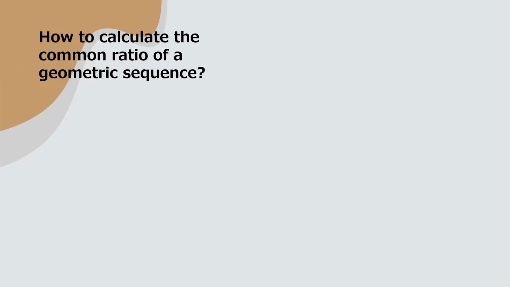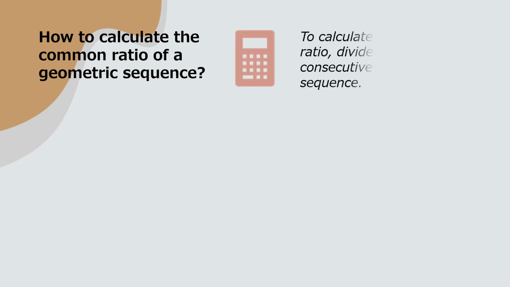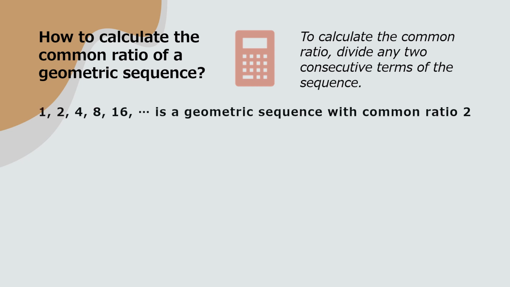How to calculate the common ratio of a geometric sequence? To calculate the common ratio, divide any two consecutive terms of the sequence. So we have here 1, 2, 4, 8, 16. It's a geometric sequence with common ratio 2. To illustrate, 2 divided by 1 is equal to 2. 4 divided by 2 is equal to 2. You can also have 8 divided by 4 is equal to 2, or 16 divided by 8 is equal to 2. So the common ratio is 2.